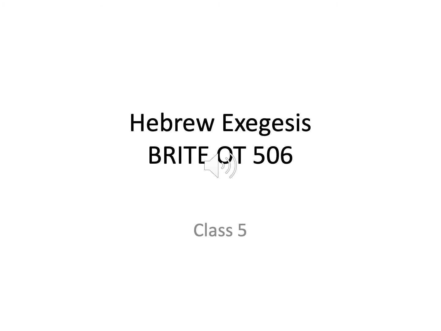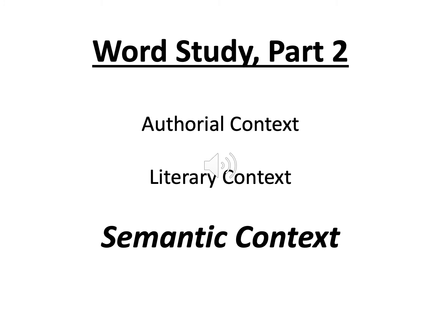So let's jump in. In last week's lesson, we mentioned three primary areas or contexts in which we need to examine the usage of a word in the Old Testament. The authorial context, how does the author use this word? The literary context, what is surrounding the word, how does the word get used in other places in the Old Testament, not written by the same author? And semantic context, which is where we're going to look today.